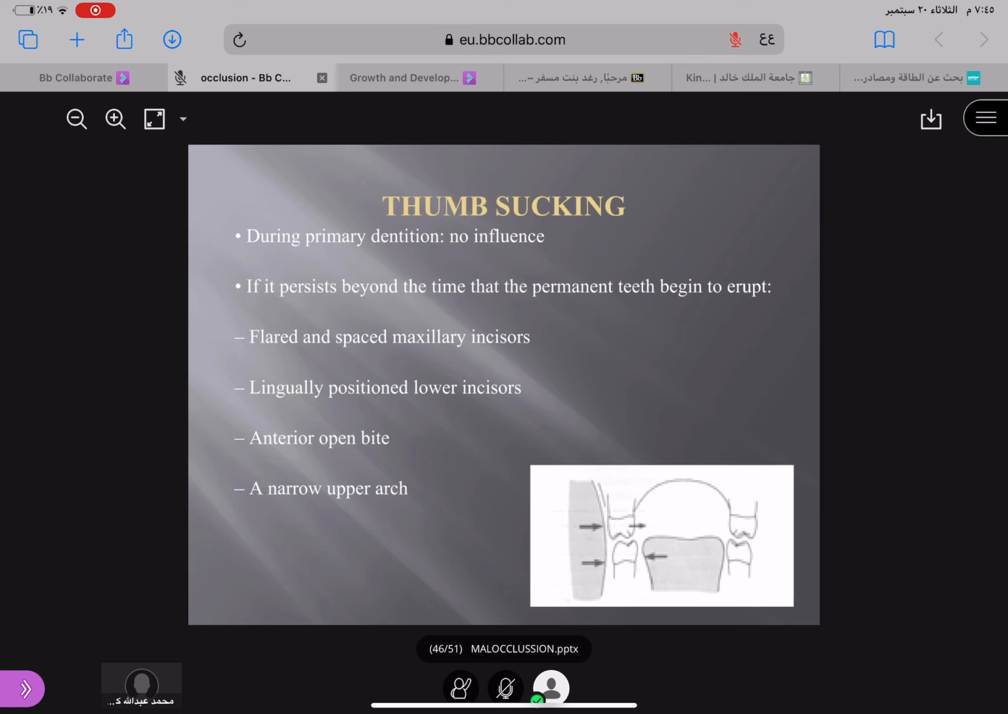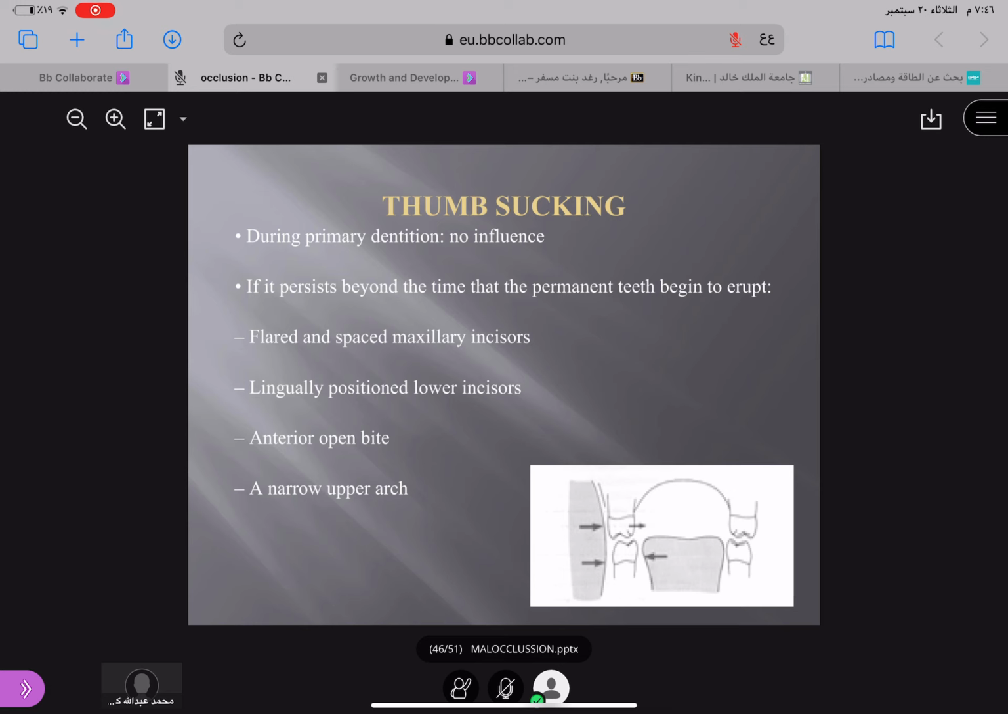The narrow upper arch is actually caused by what? Because of the negative pressure created by the lips and the cheek towards the labial surface of the alveolar process, resulting in narrow arch and crossbite. And the position of the tongue goes downward, right? It goes downward and results in open bite and the narrow arch.